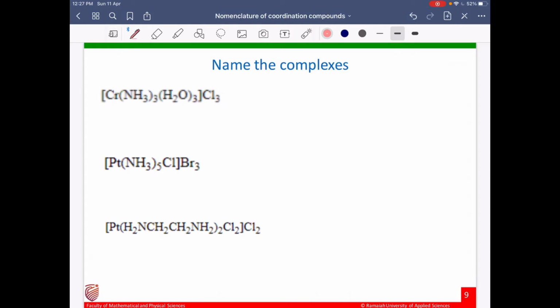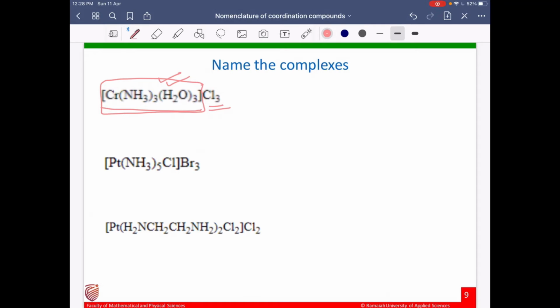The first one: [Cr(NH3)3(H2O)3]Cl3. Before starting to write the name of the complex, first we have to find whether the complex ion, which is this part here, is cationic or anionic. We know from the structure itself that it is cationic in nature. If it is cationic, then we can start the name with this cation. After that, we will write the anionic part, which is chloride.